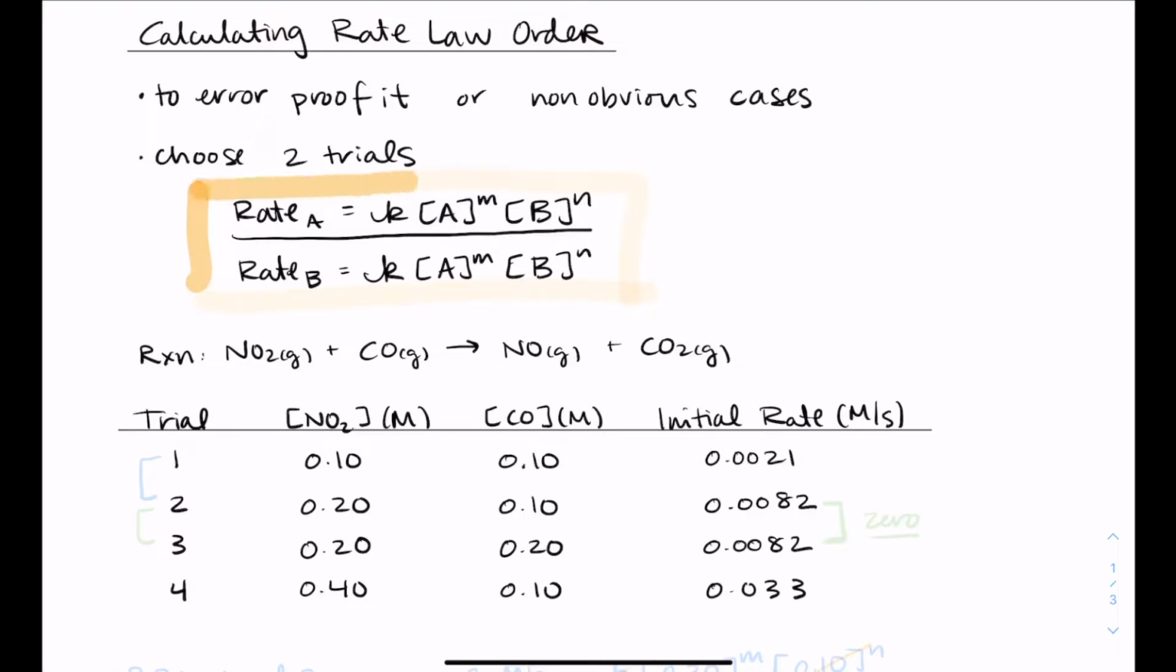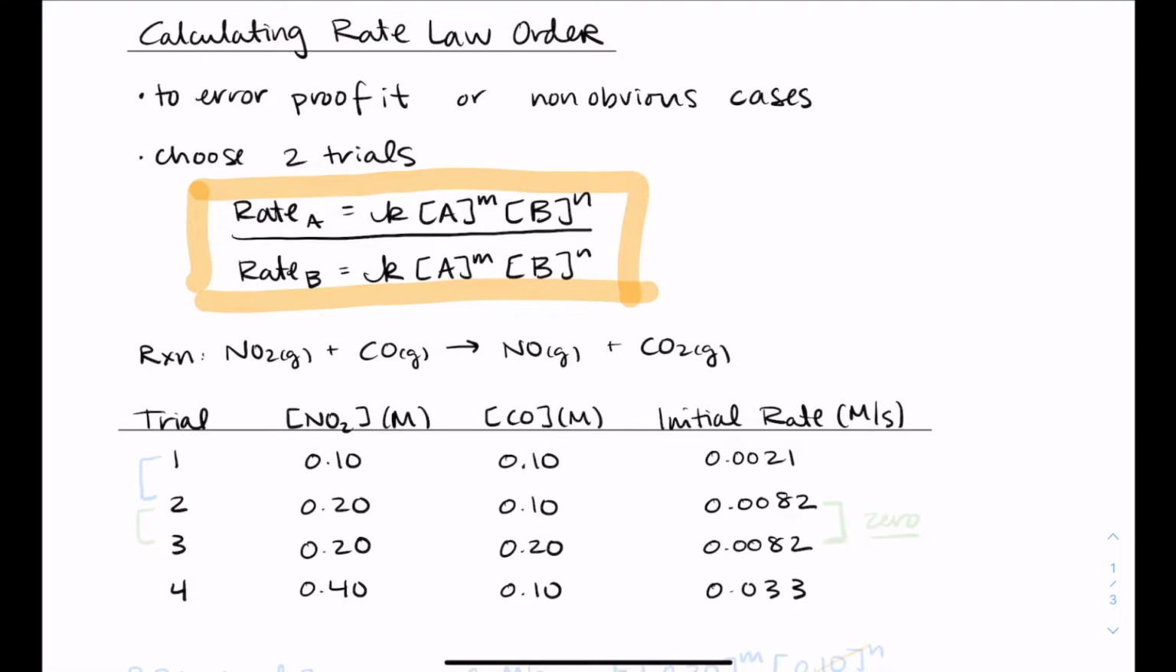So this is a great example because it has two reactants and we now have data for both of them. Our data tables are getting a little bit bigger. The reaction is NO2 plus CO, making NO and CO2. I have 4 trials. I have my initial concentrations of NO2 of 0.1, 0.2, 0.2, 0.4. For carbon monoxide, it's 0.1, 0.1, 0.2, 0.1. And then I have all of my initial rate values.